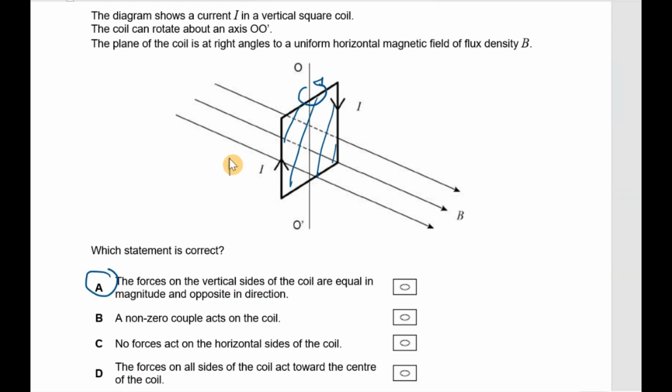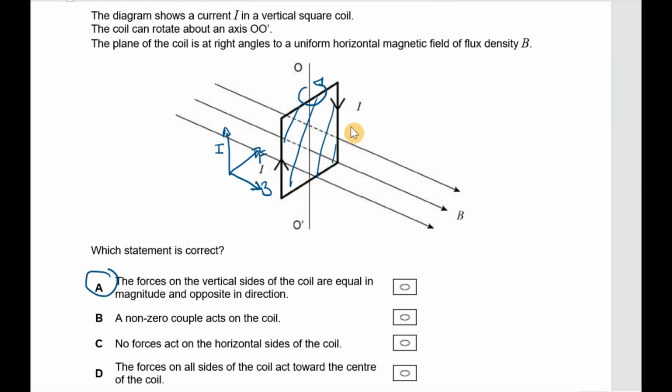So if I put the current going up vertically, as shown by the diagram, the magnetic field is running in this direction. If I get my left hand out and put my first finger to the field, second finger to the current, I'll discover that my thumb, showing the force, is pointing in that direction.